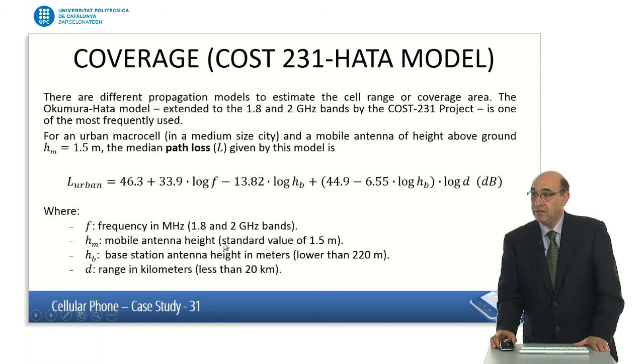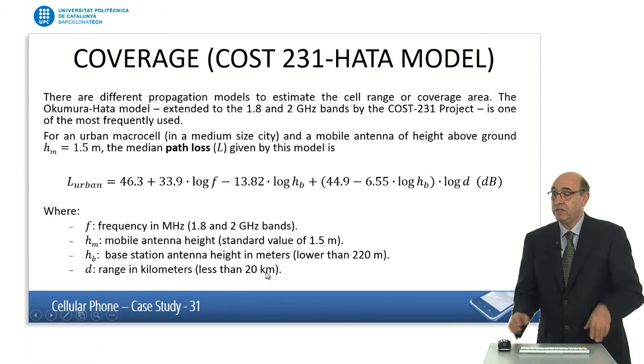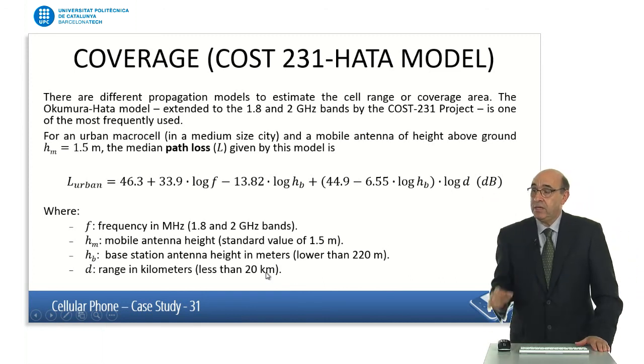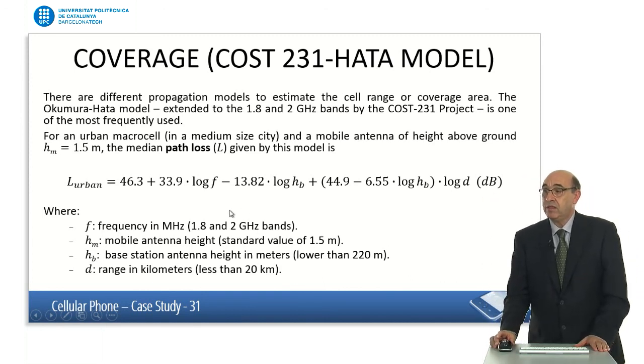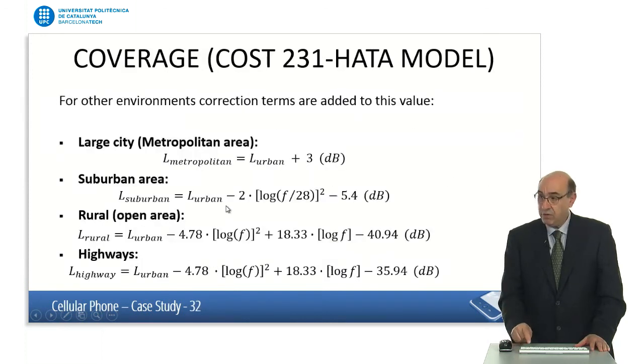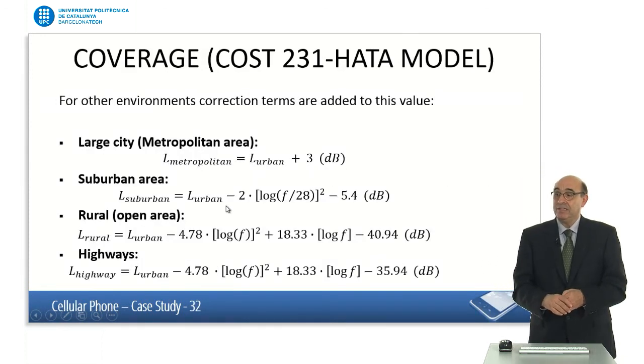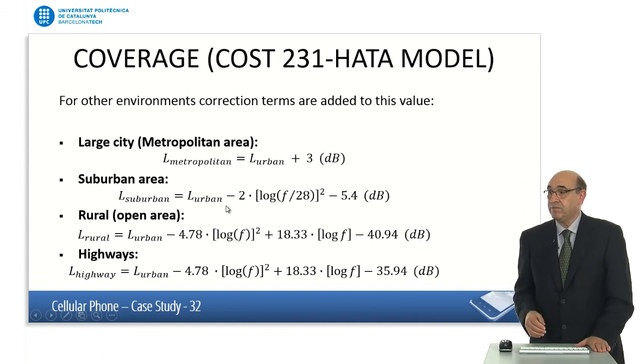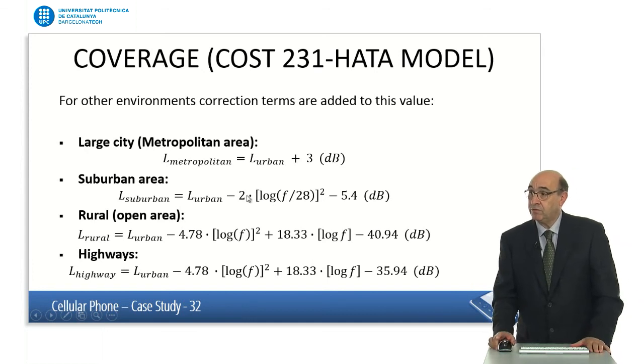HM is the phone antenna height. HB is the base antenna height in meters, and appears here and here. And D is the range, the distance from the base station in kilometers. It should be less than 20 kilometers for this model, but normally it's much less than that. And with these numbers, you get the median path loss for this environment. If you are not in the middle of the city, but you are in other environments, then you have to add correction terms, and here you have some that are used for this band.